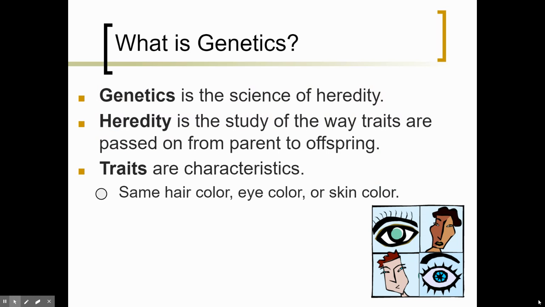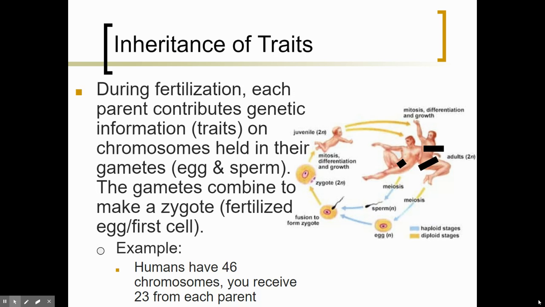and heredity. Okay, so you may be asking yourself, what is genetics? Genetics is simply the science of heredity. So you're like, ugh, what is heredity? Heredity is the study of the way traits are passed on from parents to offspring. Traits are just specific characteristics. They may be hair color, eye color, skin color. It may even get down to things like height and nose shape. So there's a lot to be said with genetics.